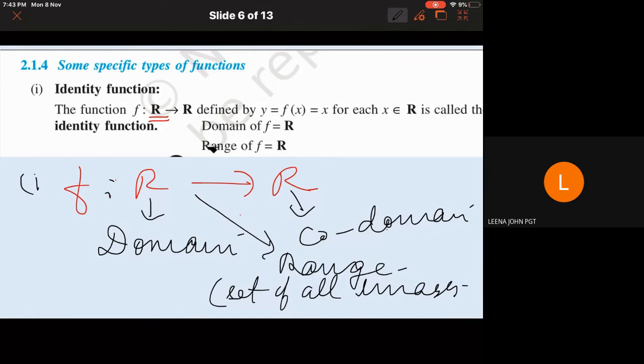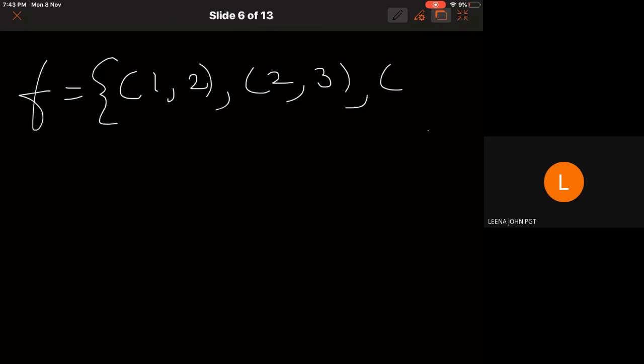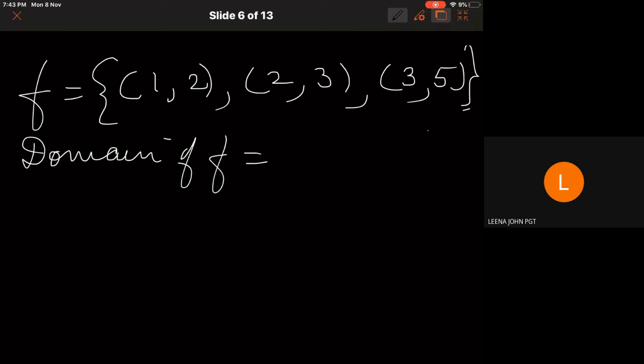For example, suppose f is given like this in roster form: (1, 2), (2, 3), (3, 5). If f is given in this form, what will be the domain of f? The domain of f is nothing but the set of all first elements, that is the set {1, 2, 3}. Which are the first elements? 1, 2, 3. And what do you mean by range?